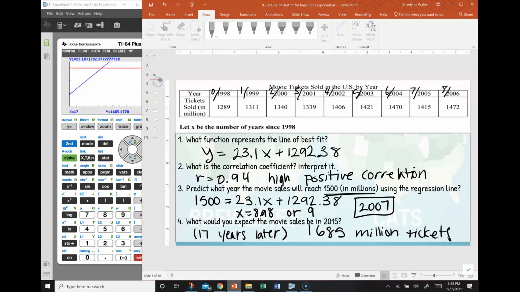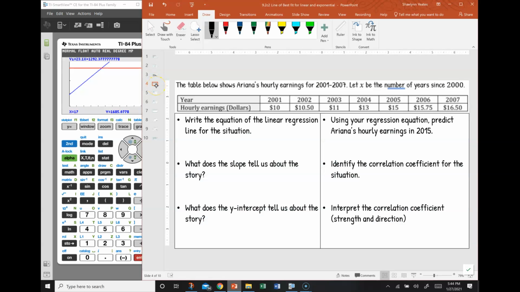Okay, so that was really good practice for us. That was fun. So much stuff on the calculator. All right, so here, this is going to be the number of years since 2000. So this is just really 1, 2, 3, 4, 5, 6, and 7. That makes my life easy. And then these are hourly earnings in dollars.